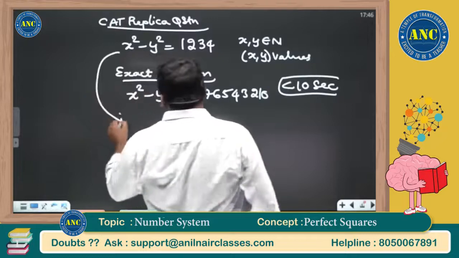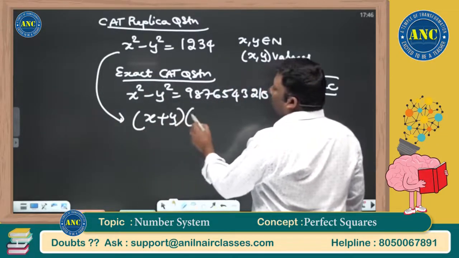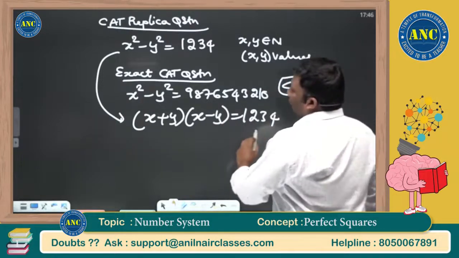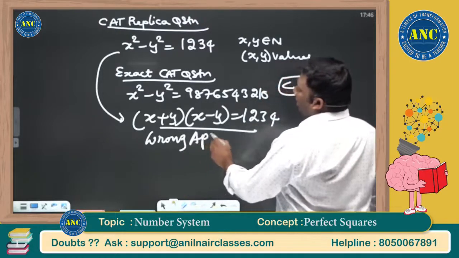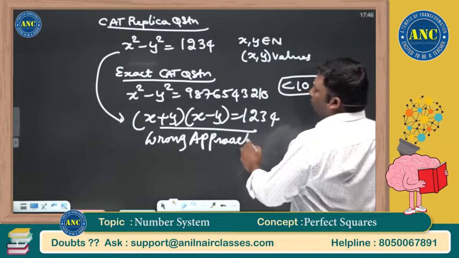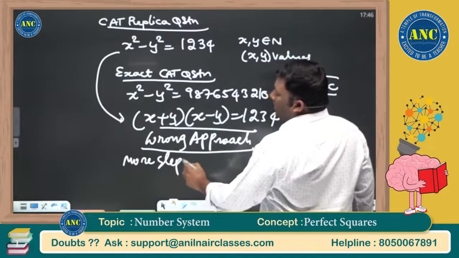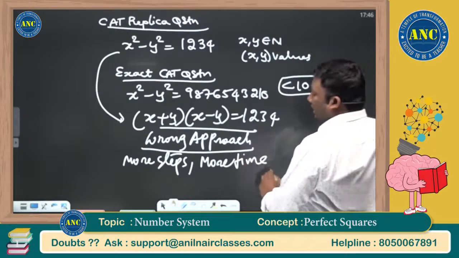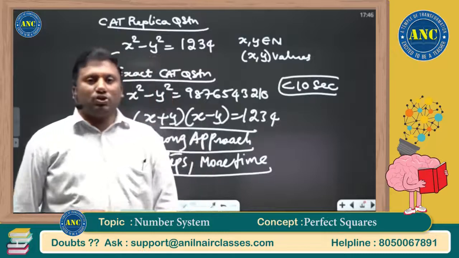If any student thinks that they are good in mathematics and is trying to factorize this number, then I wish you good luck. This method is a wrong approach to solve the question. Why do I say it is a wrong approach? Anything which takes more steps and more time, definitely I would not recommend that approach to students.